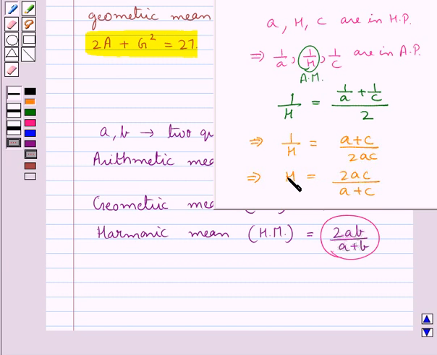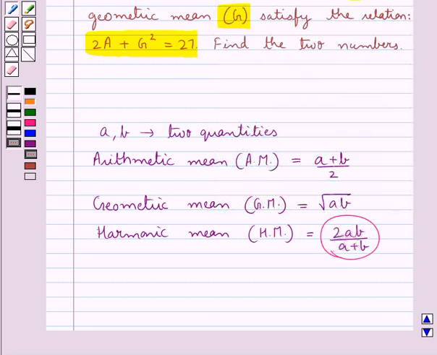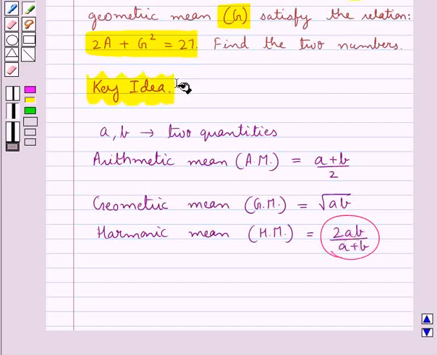That is, the harmonic mean between the two numbers A and C is given by 2AC upon A plus C. Similarly, the harmonic mean between two numbers A and B is given by 2AB upon A plus B. This is the key idea that we use for this question. Let's now move on to the solution.